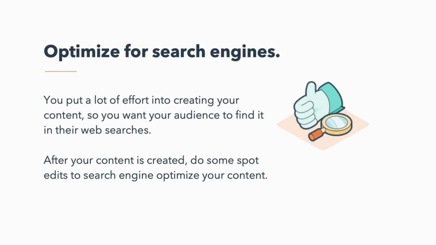And finally, optimize for search engines. You put a lot of effort into creating your content, so you want your audience to find it in their web searches. After your content is created, do some spot edits to search engine optimize your content. This could involve swapping out some keywords or maybe having an SEO specialist optimize specific sections. So that wraps up review best practices.